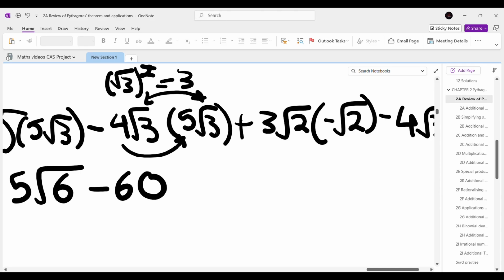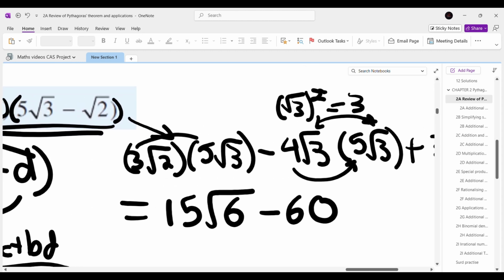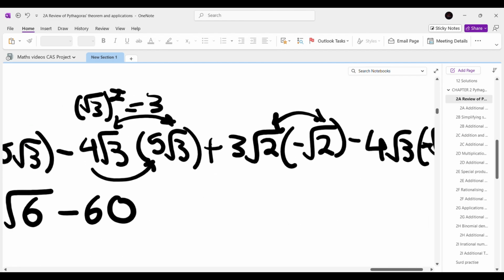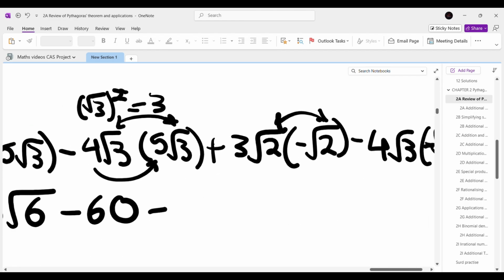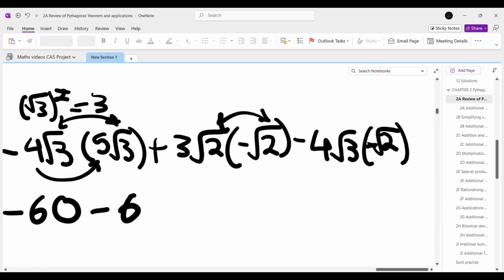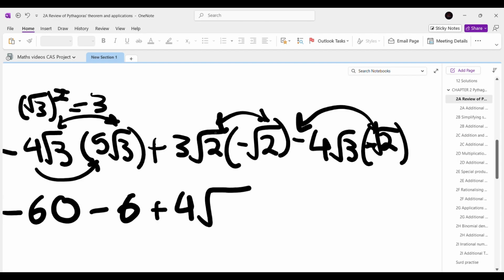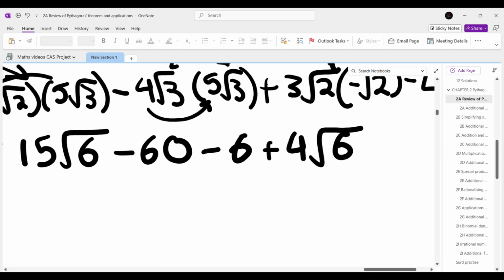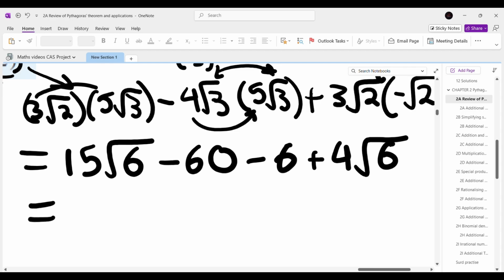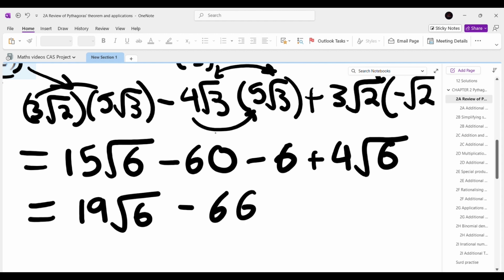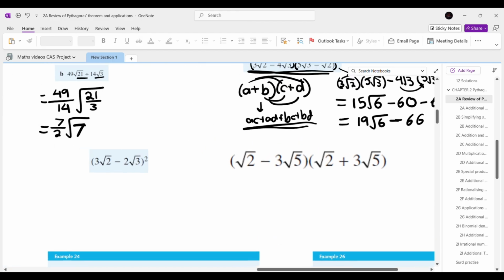And then over here, obviously, look, we've got another pair. So we can actually just get minus 6. Okay, so it's actually just minus 6. And then over here, we've got one more. The two negative signs cancel out, so it's just a positive, and we've got 4 root 6. So simplifying this all down, we get 19 root 6 minus 66. This is our solution to that equation.